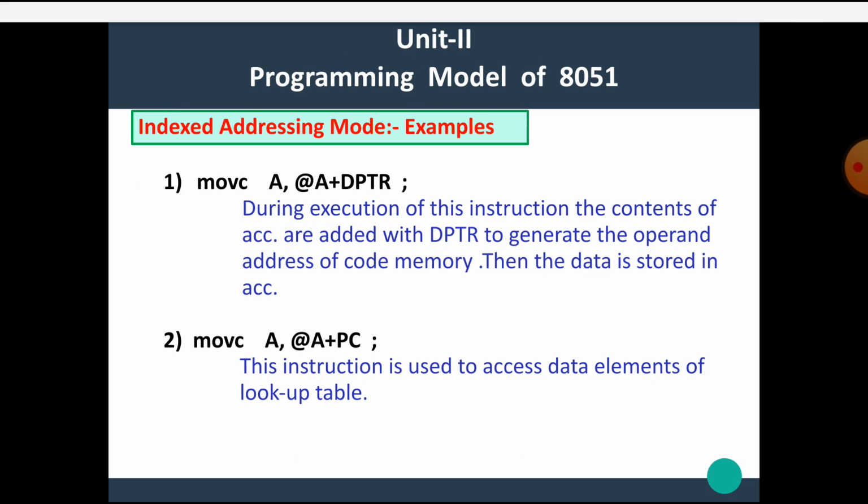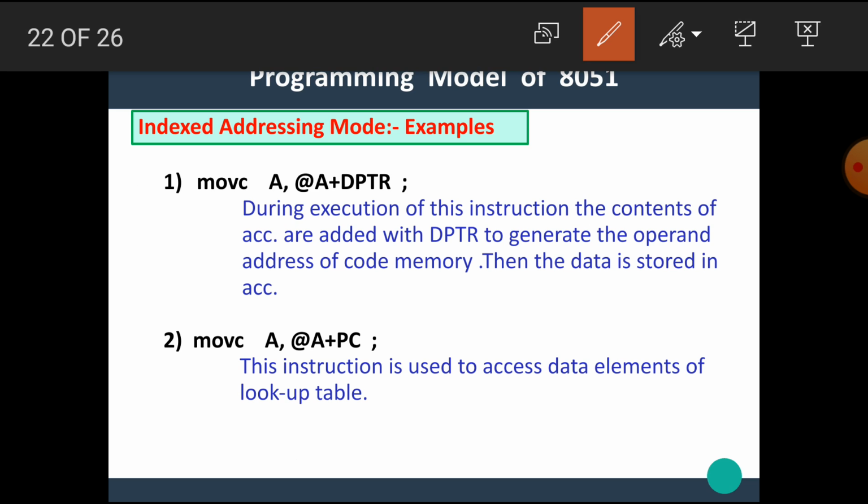Okay, let's see the examples. MOVC A, @A+DPTR. Here the index is used. During the execution of this instruction, the contents of the accumulator are added with the DPTR to generate the operand address of the code memory. Then the data is stored in the accumulator.